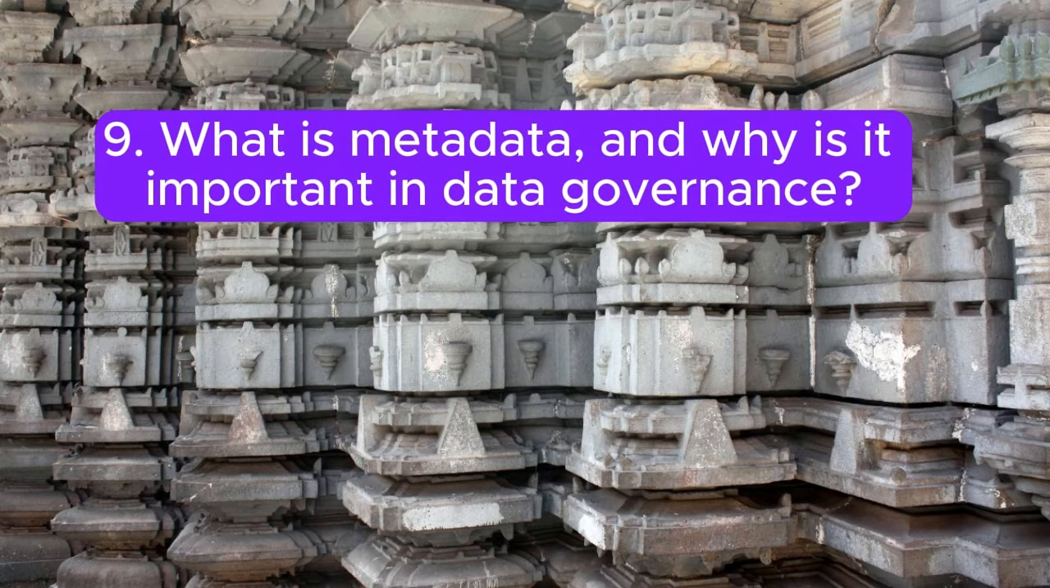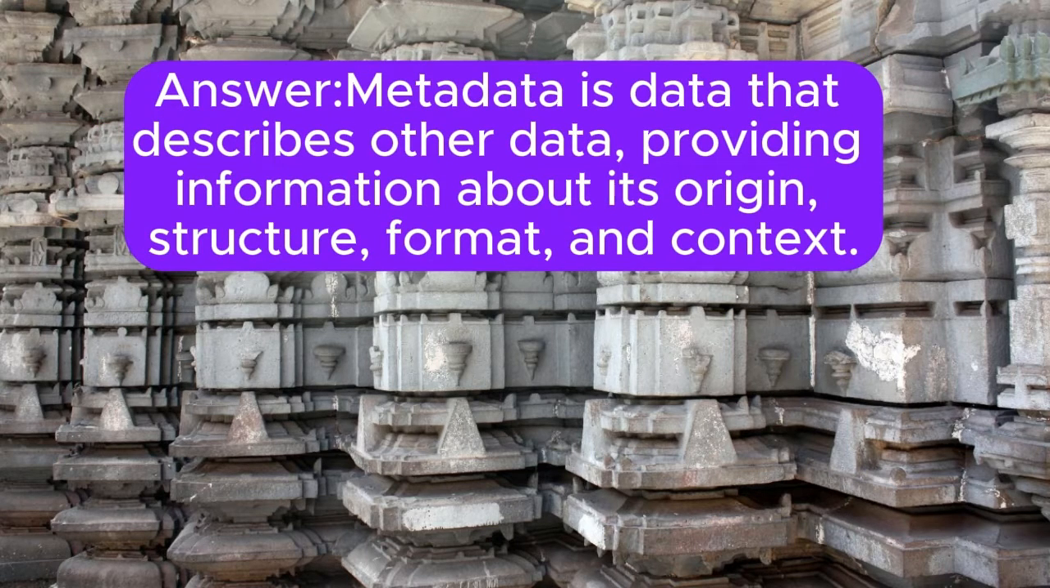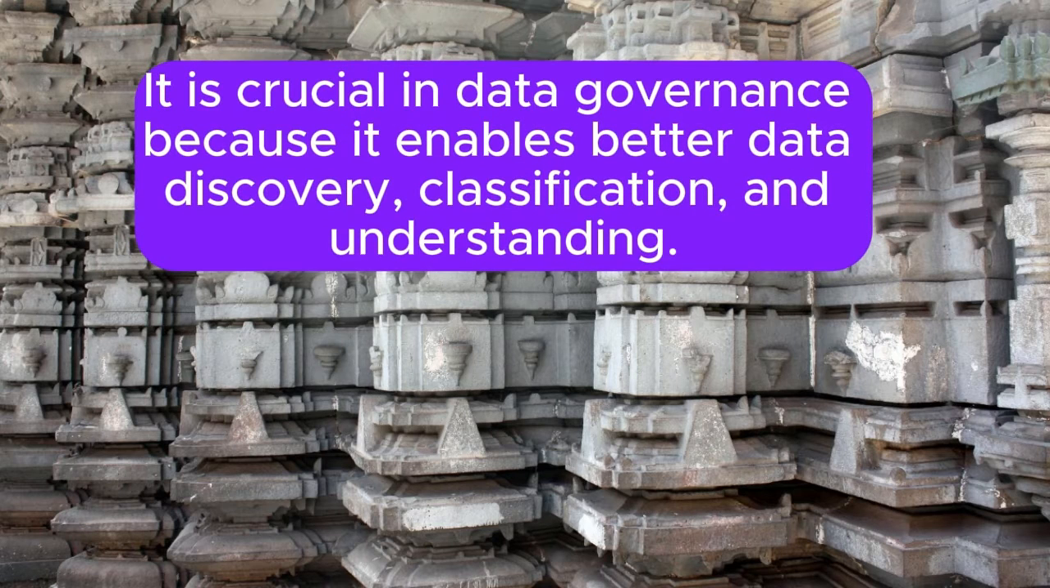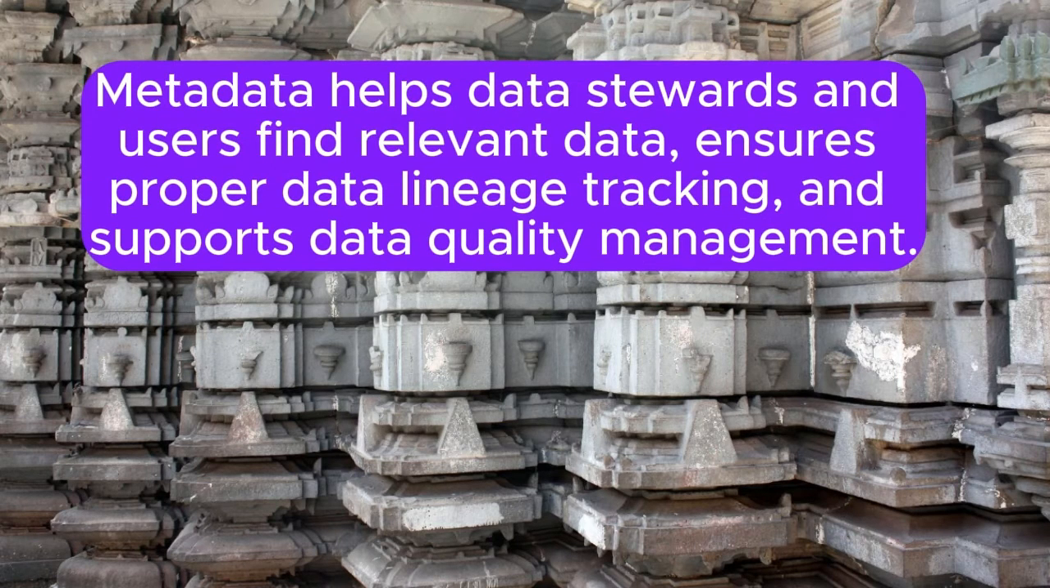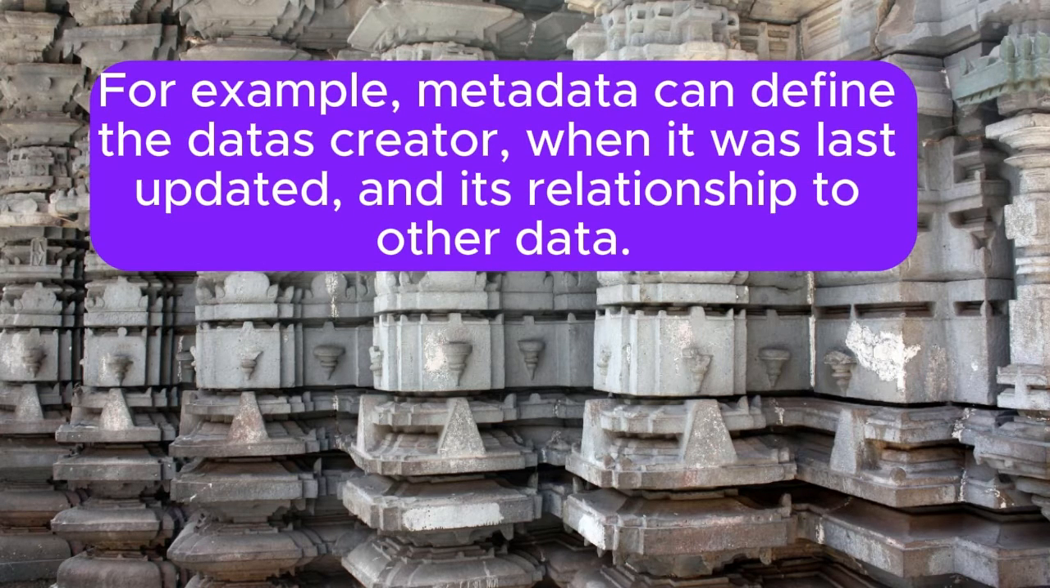What is metadata, and why is it important in data governance? Answer. Metadata is data that describes other data, providing information about its origin, structure, format, and context. It is crucial in data governance because it enables better data discovery, classification, and understanding. Metadata helps data stewards and users find relevant data, ensures proper data lineage tracking, and supports data quality management. For example, metadata can define the data's creator, when it was last updated, and its relationship to other data.